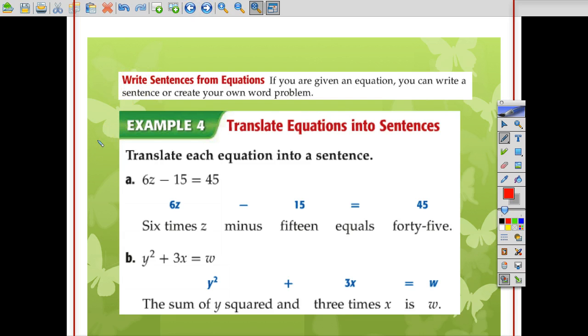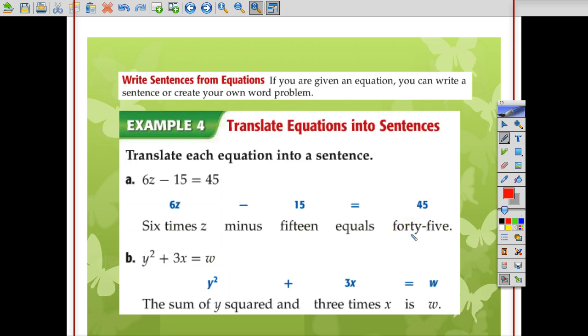All right, welcome back. Write sentences from equations. If you are given an equation, you can write a sentence or create your own word problem. So translate the equation into a sentence. In this case, you are given the equation, and now you're going to write out the sentence. 6z minus 15 equals 45. 6 times z minus, or you can say subtract, or take away, 15 equals, or you can say is equal to, or is identical to 45.